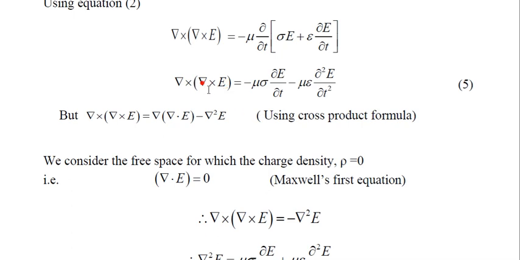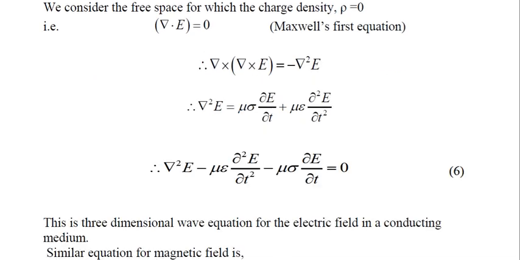Hence, minus del square E we have to substitute here, del dot E is equal to minus del square E. The left side has a minus sign and the right side also has a minus sign, so they get cancelled. Therefore these two terms become plus, and the left side is also plus.